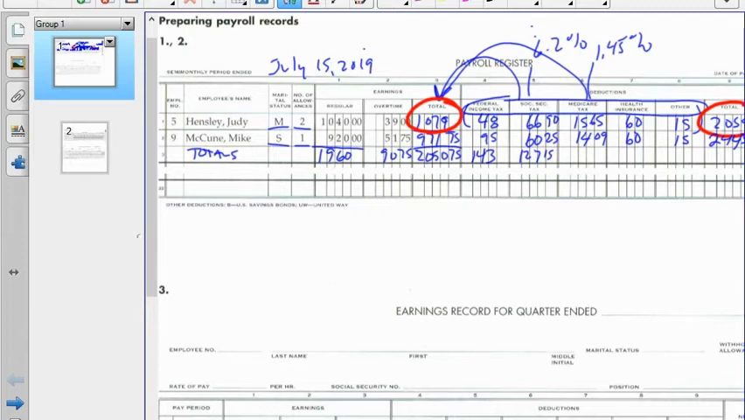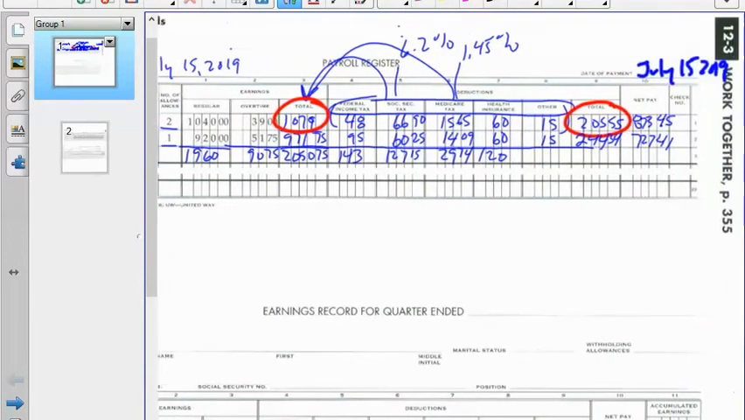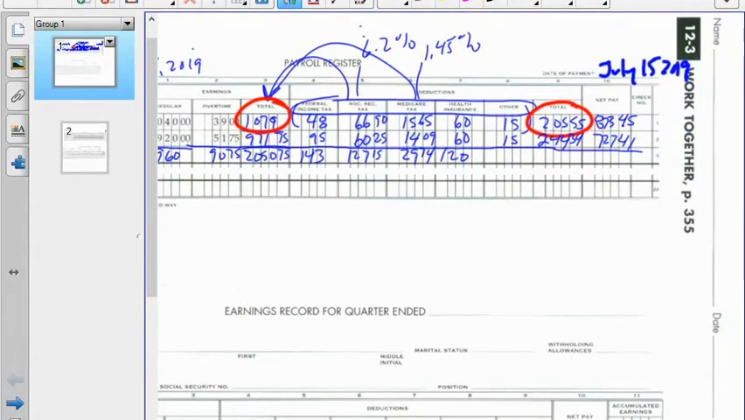$143 in federal, $127 in social, $29 in Medicare, $120 in our health insurance, $30 in other, $449.89 in total taxes, and I got to come up with a little more than $1,600 in employee paychecks.